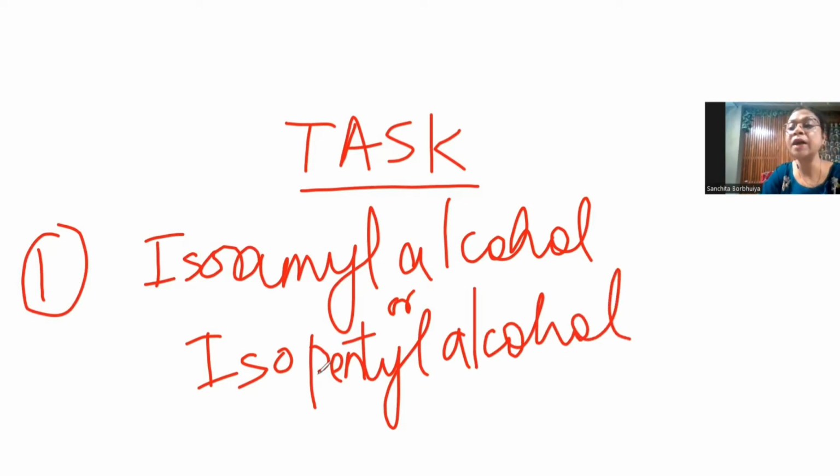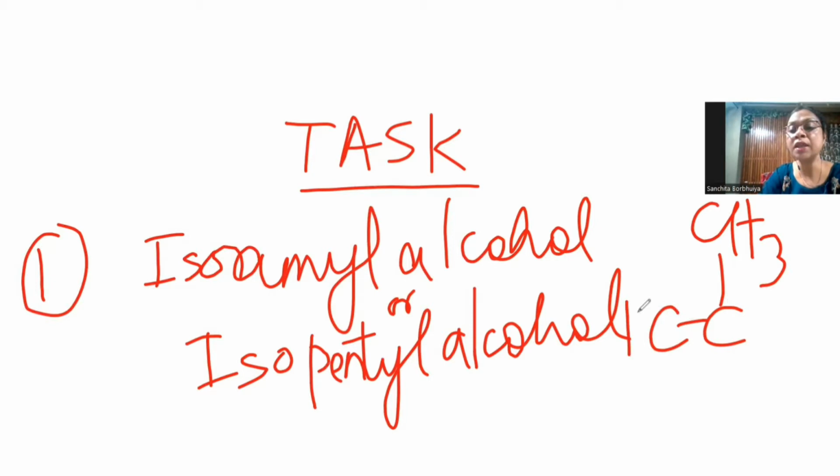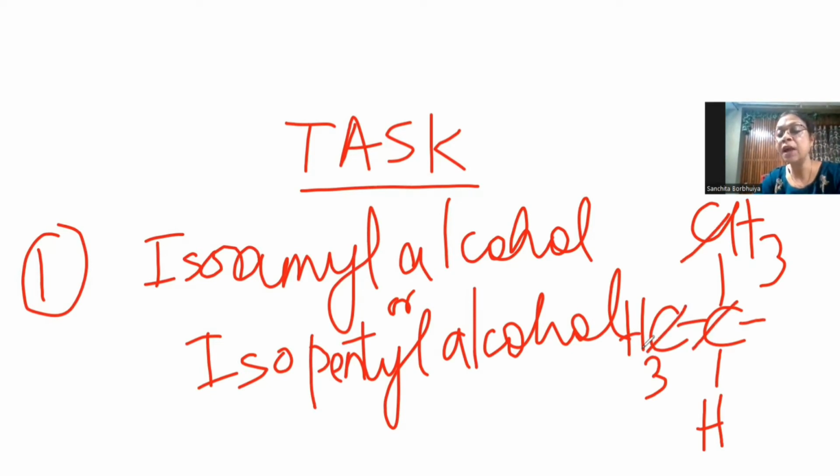And its structure. Iso means a carbon containing a CH3, and an H. So pent means a total of 5 carbons should be there. I have only 3. 1, 2, 3. Increase the carbon, 4 and 5, and attach an OH. So this is isoamyl alcohol or isopentyl alcohol. This is the common name.